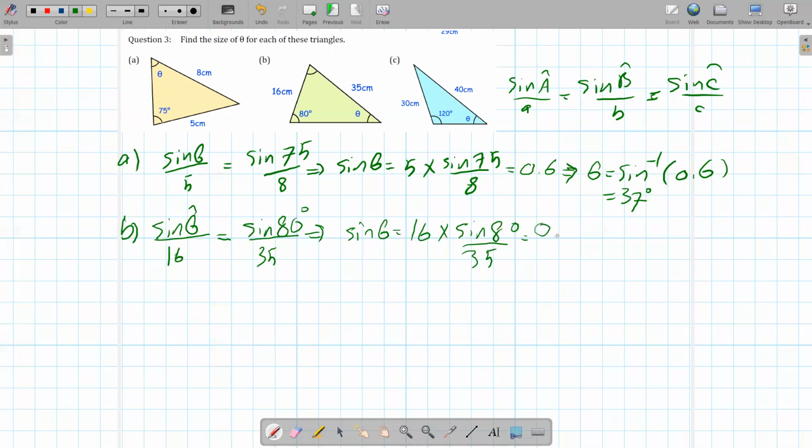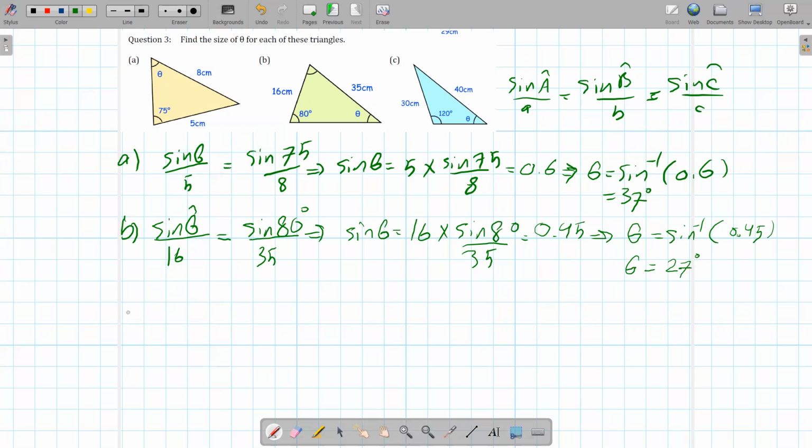And focus, this is not the value for our angle. To find the value for our angle, theta equals the inverse sine of 0.45. Then theta equals, using my calculator, 27 degrees, or 26.7, but it will be 27 degrees. Here it will be 27 degrees.